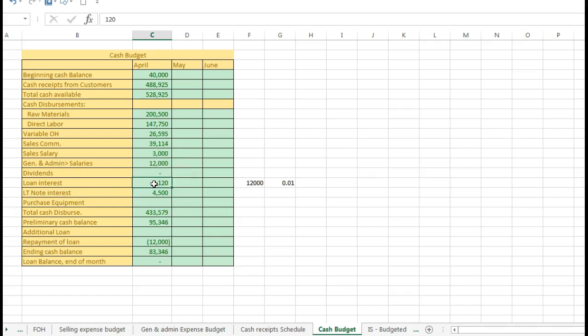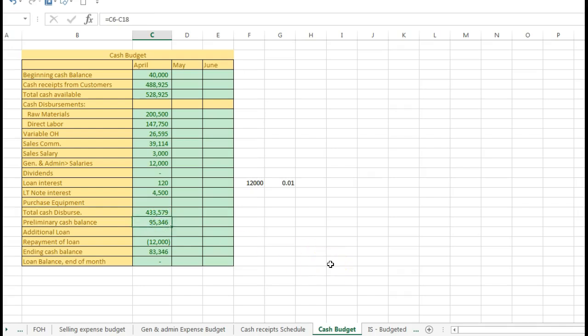This loan interest, I'm giving it to you. That's $12,000 at 1%. And there's your long-term note interest rate that came off the administration budget. So then we're going to add up all of these to find out our total cash disbursements. And it comes to $433,579.